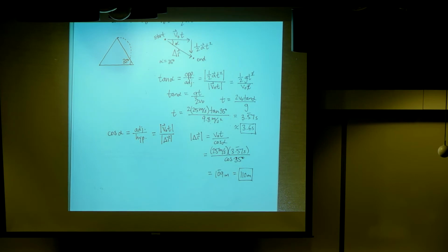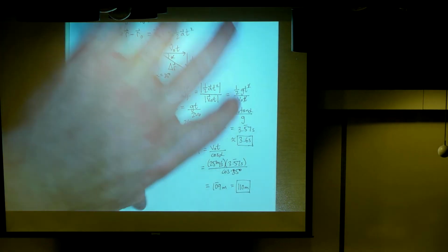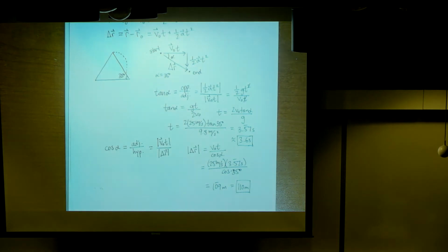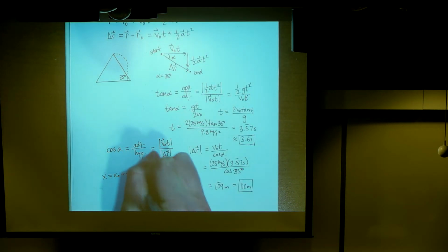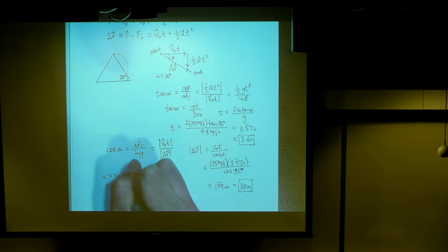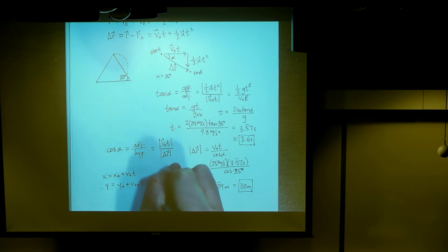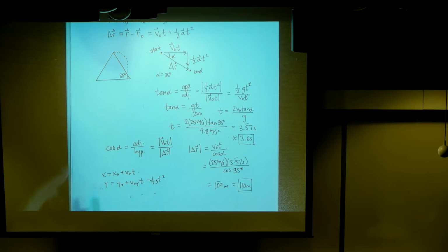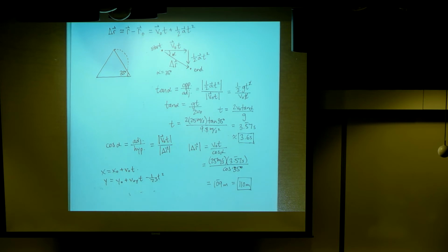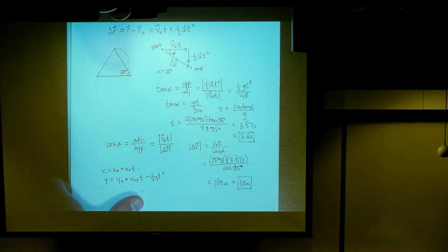Now again, this is just the graphical solution. You could also write x equals x naught plus v naught x t, and y equals y naught plus v naught y t minus a half g t squared, and so on. You could do it this way. It's just a little bit trickier. Okay, so we don't have time to show the solution, but while we're working on problems in lab this week, if you want to see how it works this way, I can show you. Okay? Any other questions?